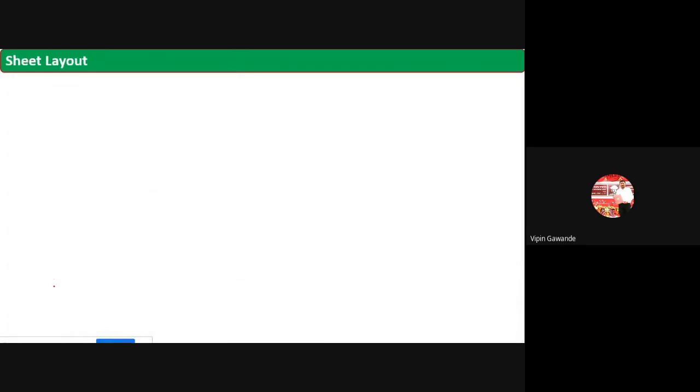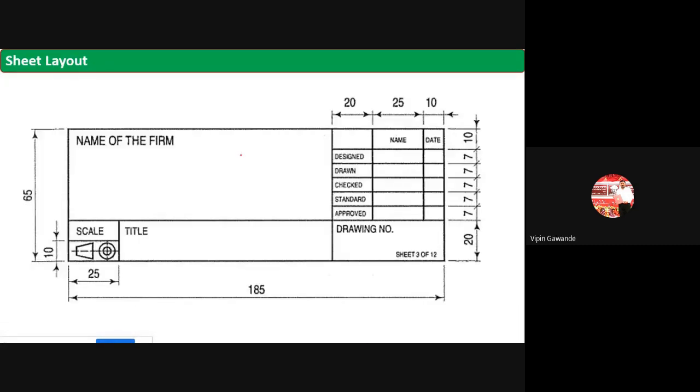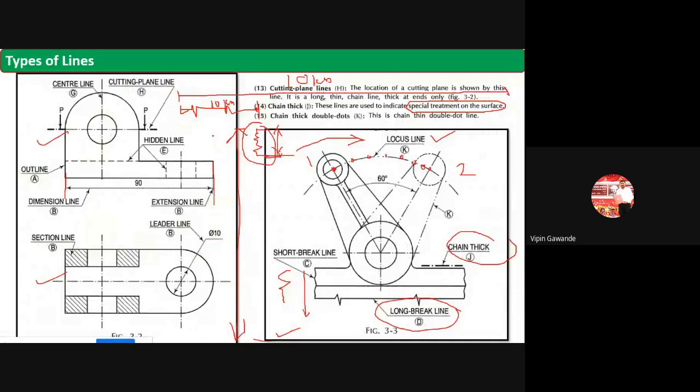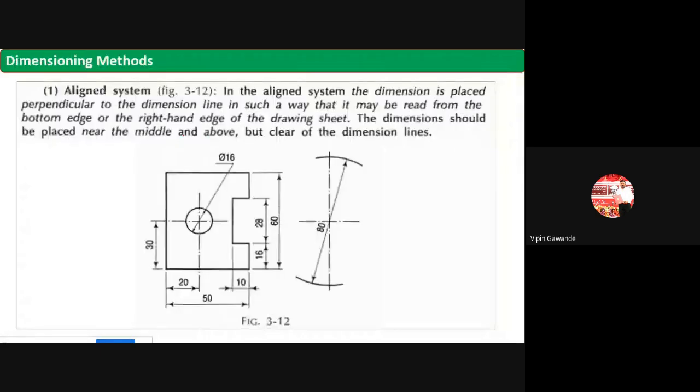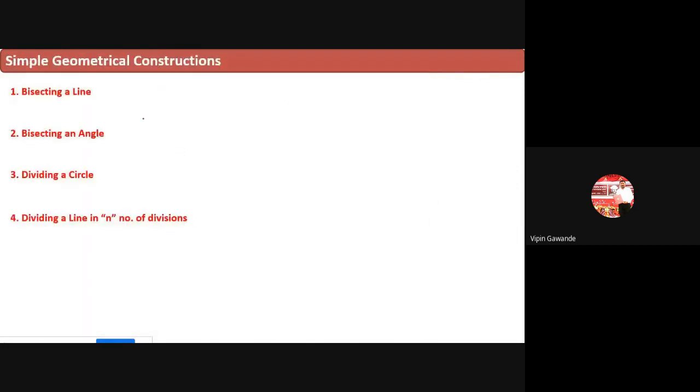Today's concept. So today we learned about the sheet layout in detail and the title block. What are the contents in the title block? After that, we have seen the different types of drawing scale: reduction scale, enlargement scale, and the full scale. And after that, we have seen the different types of lines. Okay. So for today, we will stop here, and in the next lecture, we will discuss the dimensioning methods and the geometrical construction. So we will cover this part in our next lecture.